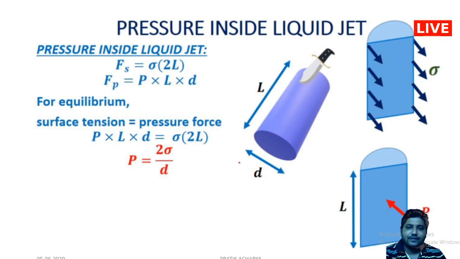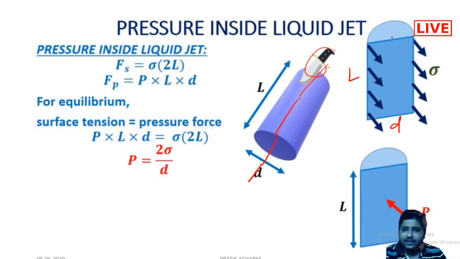Pressure inside this liquid jet. Take a liquid jet of cylindrical shape and cut it with a knife along the length direction. The surface tension is going to be observed along this length. This is the length parameter. Why is pressure inside this liquid jet not acting in this part? Because the fluid is continuously flowing along this direction, so surface tension is not going to be observed along this direction.